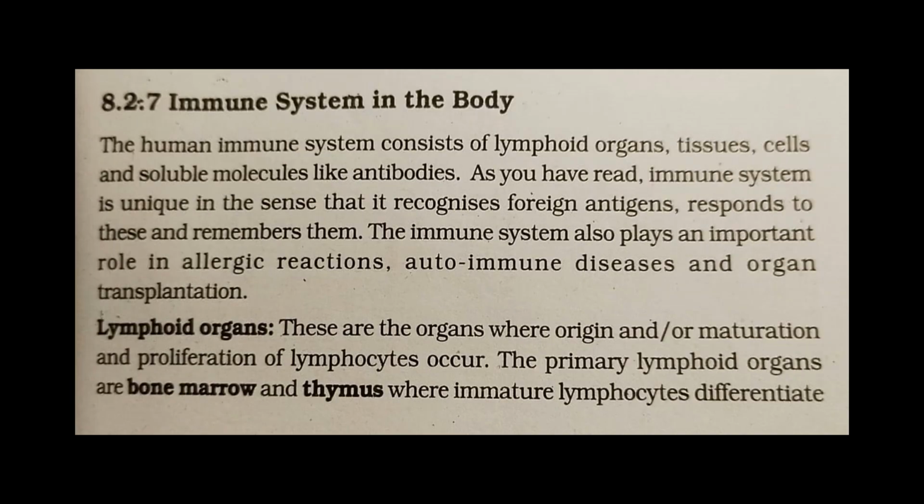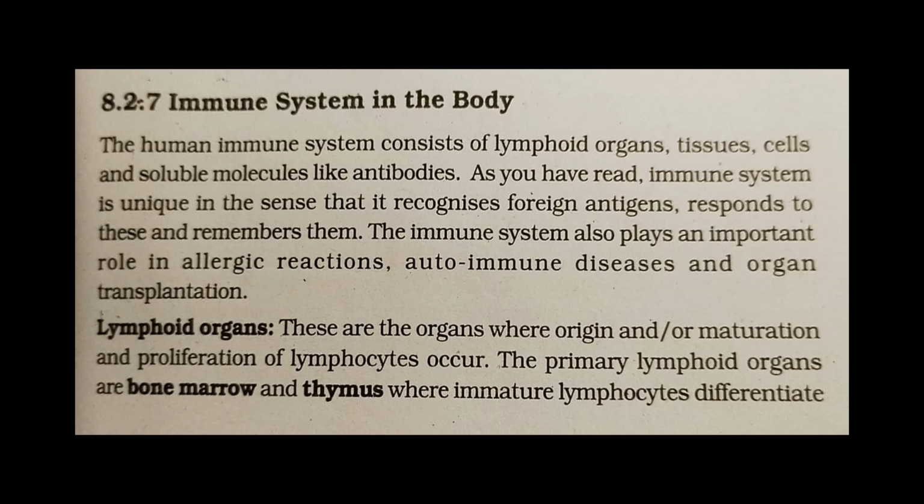Immune system in the body. The human immune system consists of lymphoid organs, tissues, cells, and soluble molecules like antibodies. As you have read, the immune system is unique in the sense that it recognizes foreign antigens, responds to these, and remembers them. The immune system also plays an important role in allergic reactions, autoimmune diseases, and organ transplantation. Lymphoid organs. These are the organs where origin and/or maturation and proliferation of lymphocytes occur.